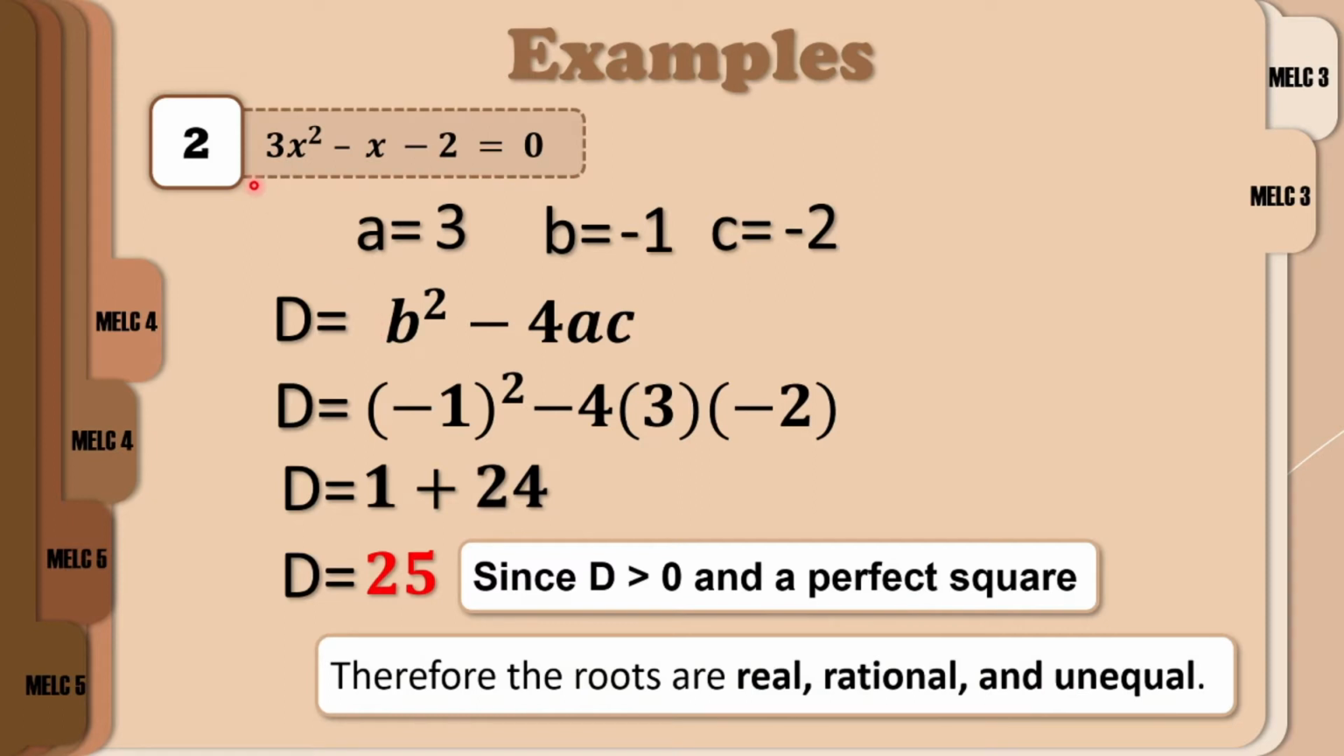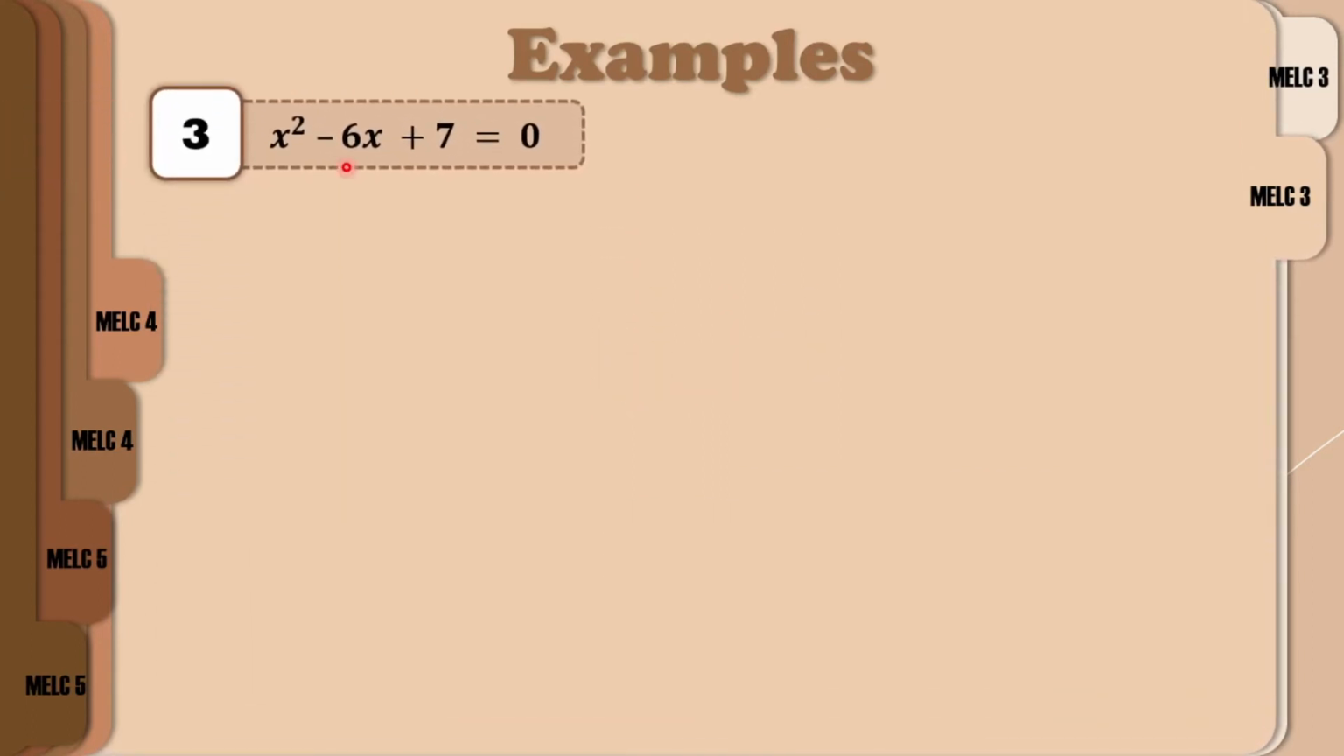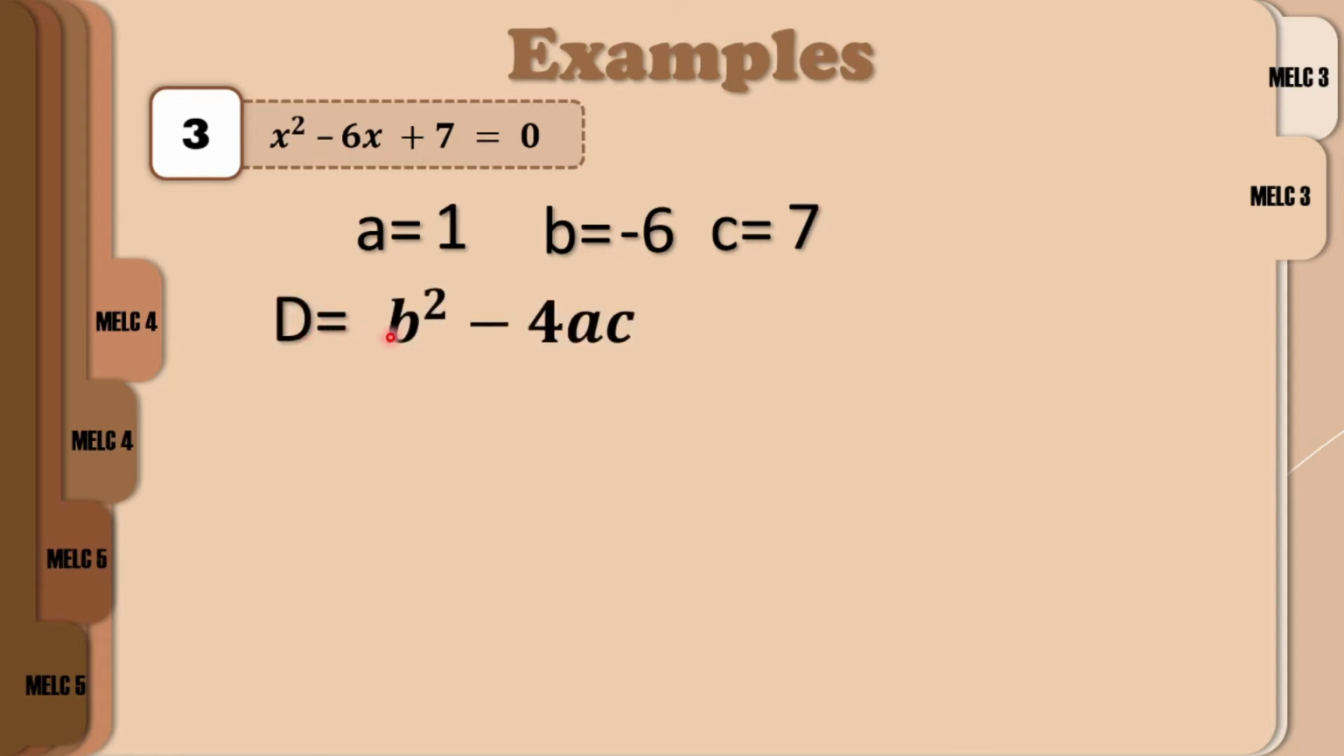So let's proceed to example number 3. We have x squared minus 6x plus 7 is equal to 0. So getting all the values of a, b, and c: for a, we have positive 1, for b is negative 6, and c is positive 7. So, plugging all the values into our formula, discriminant b squared minus 4ac, we have negative 6 squared for b, minus 4, a is 1, and c is 7, so negative 4 times 1 times 7.